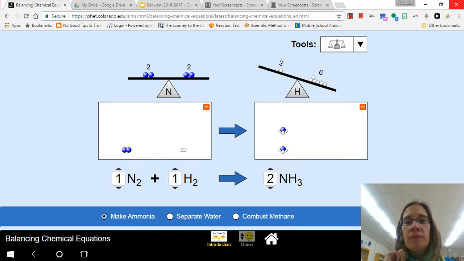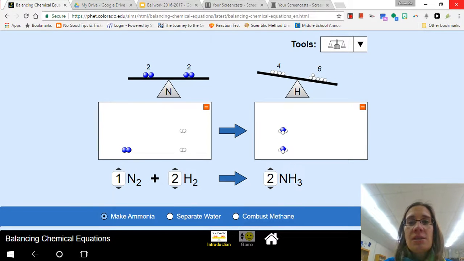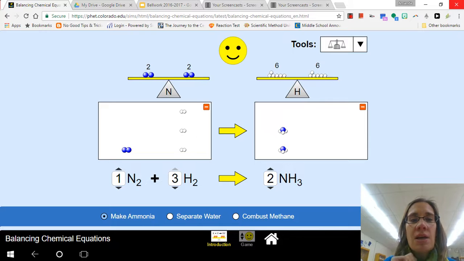Now let's look at the hydrogen. It says we've got 2 hydrogen on the reactant side, 6 hydrogen on the product side. So I have fewer on the reactant side. That means, according to the steps, step number 3, I need to add a coefficient to the reactant side. So I'm going to add that right there. My balance is still not even, so I still have fewer on the reactant side, so I'm going to add that again. And I get a smiley face to indicate it is balanced.